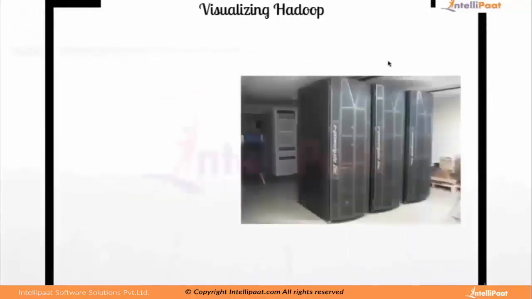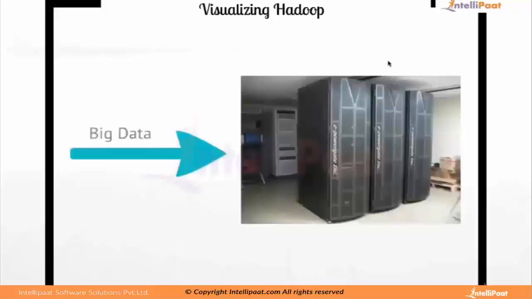The easiest way to visualize Hadoop is this. These are a set of machines working together. They take in your big data and they give you two services, processing and storage.